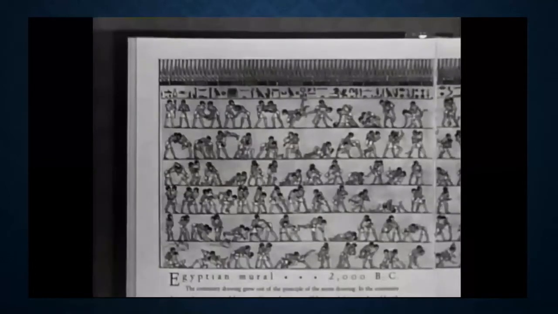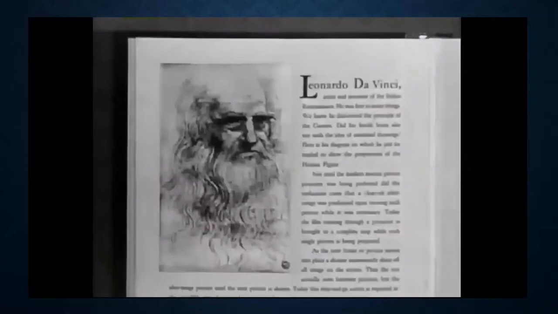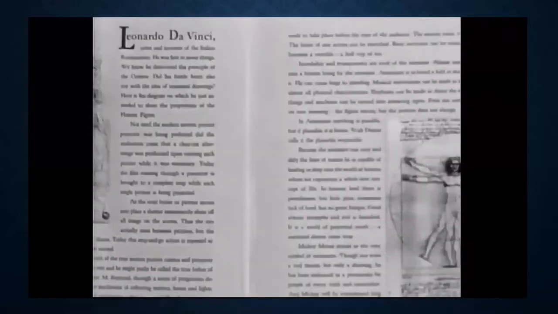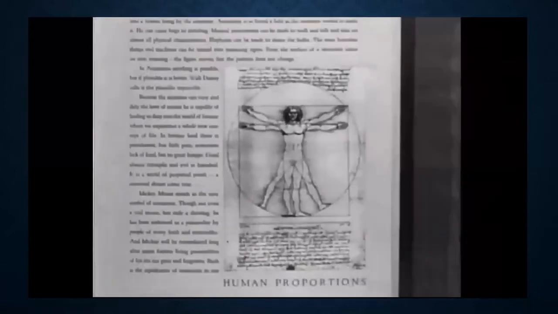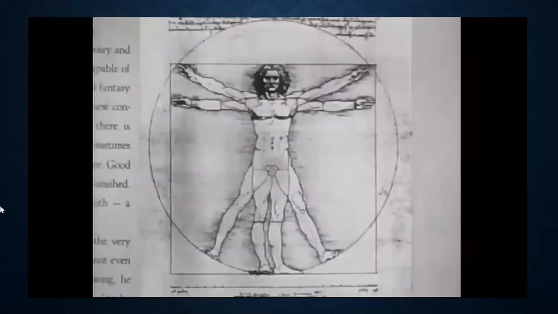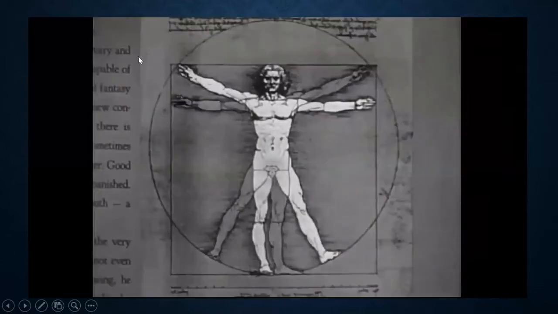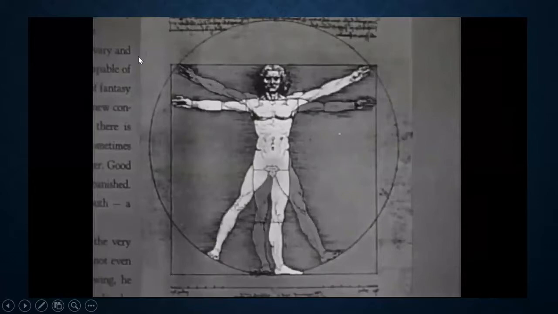Around the year 1500 AD, among the great men of the Italian Renaissance was Leonardo da Vinci, artist and inventor. Here is his diagram on which he just intended to show the proportions of the human figure. But our camera can make it animate. By emphasizing certain positions of the figure, it moves and dances.